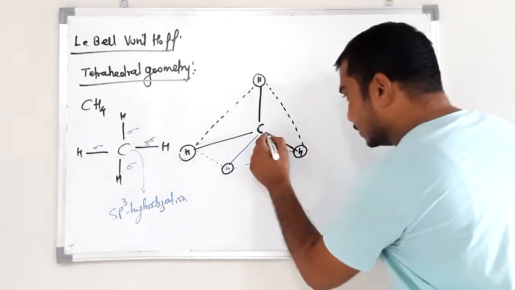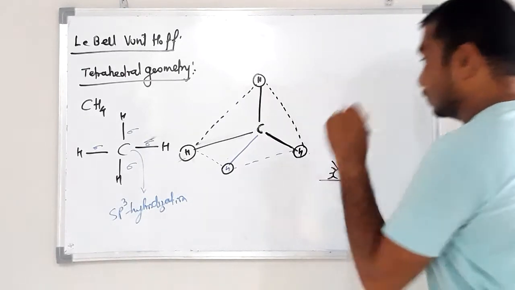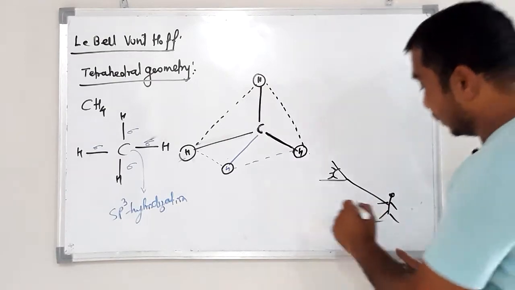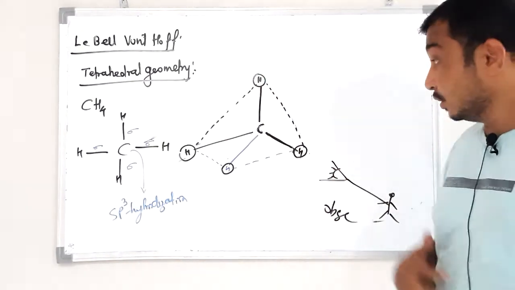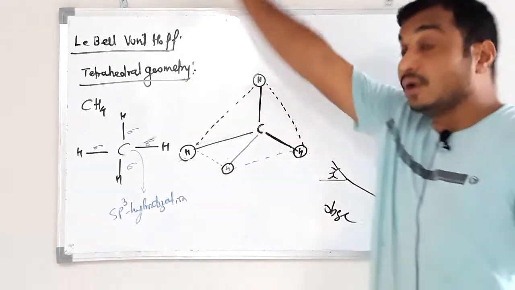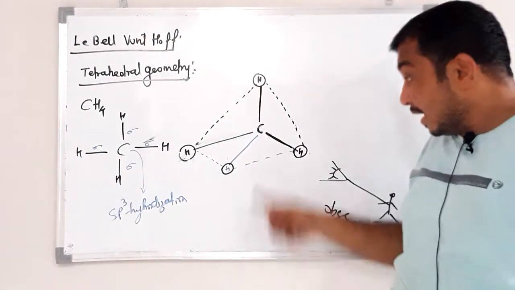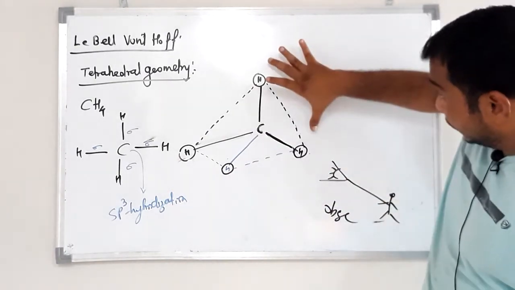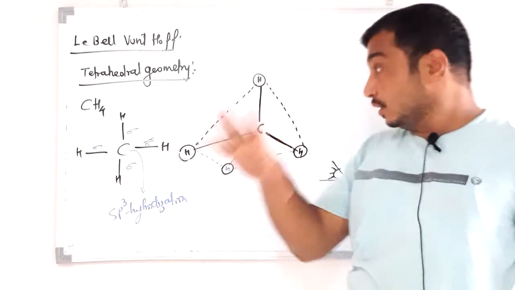Now if we observe this molecule from this side, suppose here is the observer observing this molecule, then you will find that one of the hydrogens is moving away from the observer, and this hydrogen is coming toward the observer, and these 2 hydrogens look like they are in one plane.